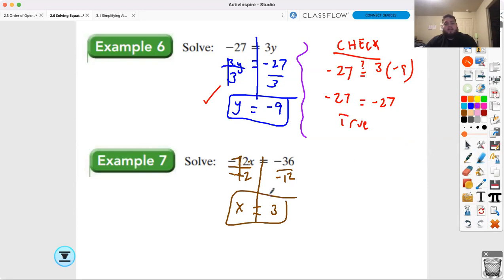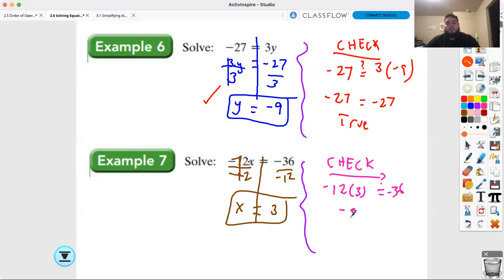Now we're not done entirely because we have to check our work. So check. So then we get negative 12 parentheses 3 is equal to negative 36 question mark. Well, negative 12 times 3, guys, is negative 36 equals negative 36, which is true. So therefore, we are correct.